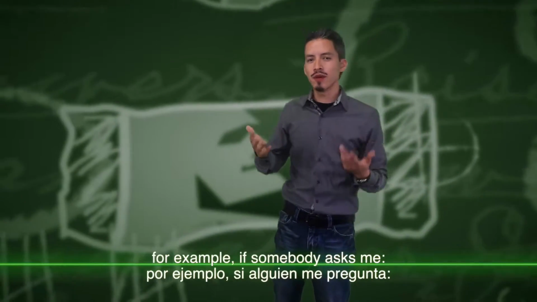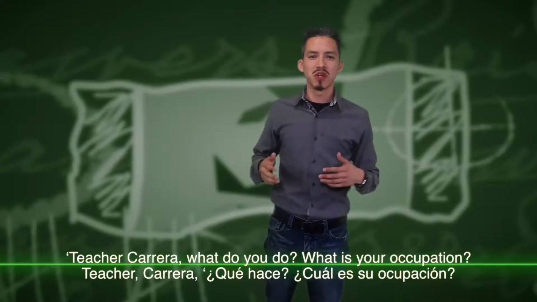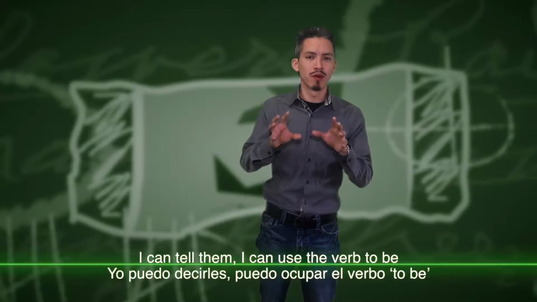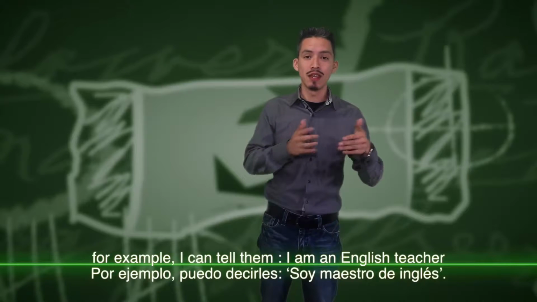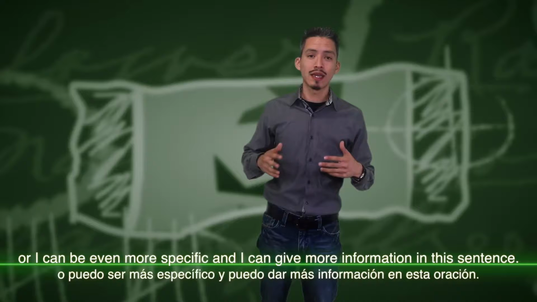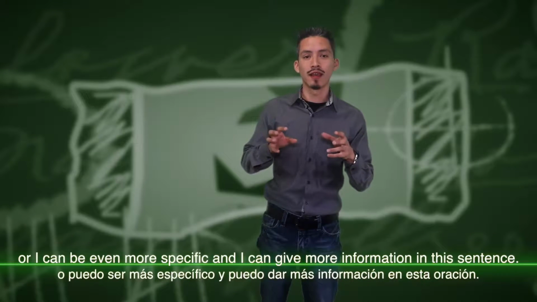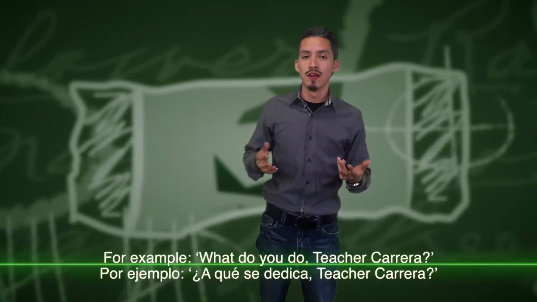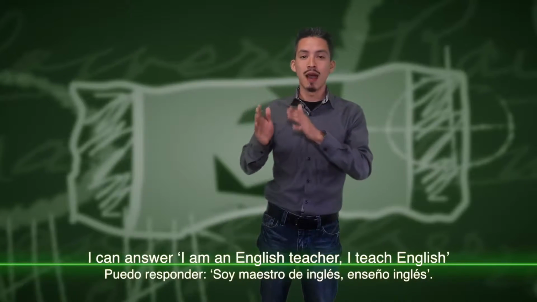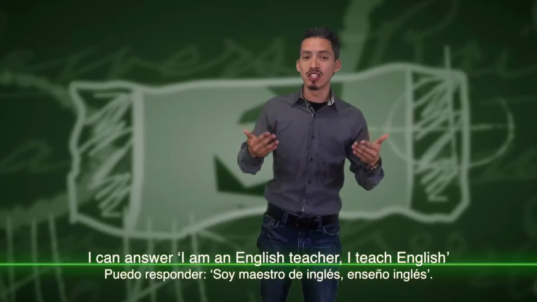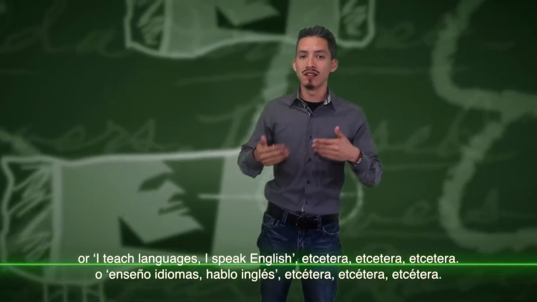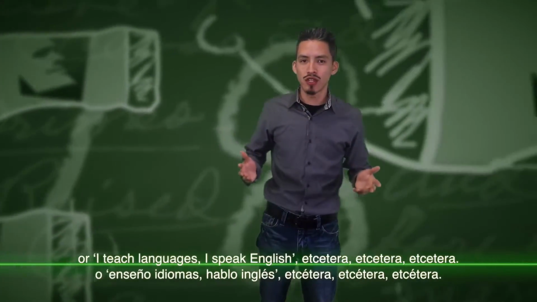And for example, if somebody asks me, Teacher Carrera, what do you do? What is your occupation? I can use the verb to be. For example, I can tell them I am an English teacher. You know how to use the verb to be from our previous video. Or I can be even more specific and give more information in this sentence. For example, what do you do, Teacher Carrera? I can answer, I am an English teacher. I teach English. Or I teach languages. I speak English, etc.